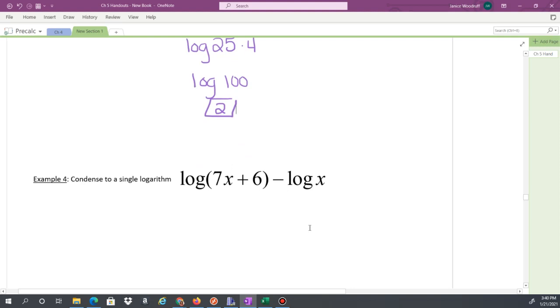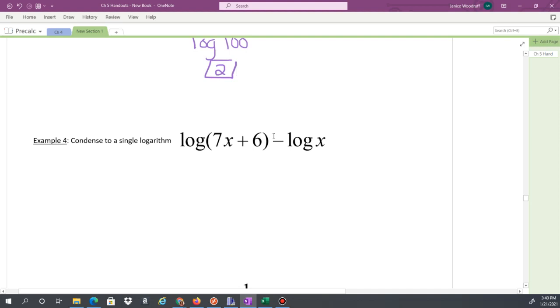Example 4, you have log 7x plus 6 minus log x. So you're going to take care of this minus sign and make it into division. So you're going to have log 7x plus 6 in the numerator, x in the denominator. Because the 6 does not have its own logarithm, this doesn't mean that I am distributing. This is just the log here. I do not need to make this into another log. This is already expanded. I am condensing now. So this is all I would need to do for example 4.